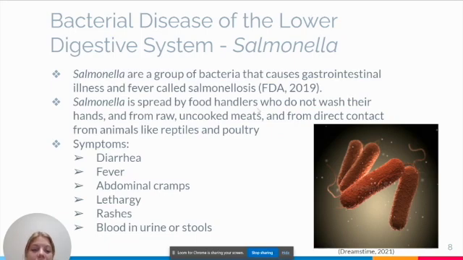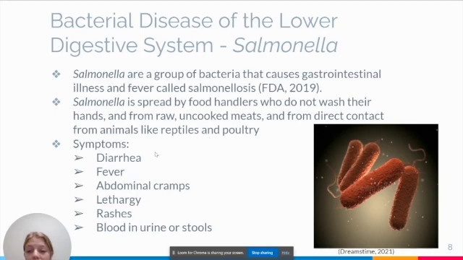So food handlers in fast food restaurants and restaurants in general who don't wash their hands after touching raw meat or eggs are likely to spread it to other surfaces, so that surfaces become contaminated. And it can come from eating raw, uncooked meats and eggs and other dairy products. And salmonella can also be transmitted directly from animals like reptiles and poultry.